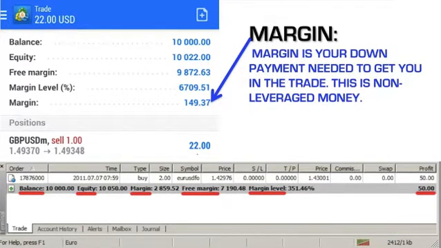Margin is your down payment needed to get you into the trade. This is non-leverage money. So I did talk to you guys about leverage. So go back to the video that talks about lots and leverage. But margin is basically, for instance, when you buy a house, you don't just get to go into a bank and say, hey, I want to buy this $250,000 house. Great, right? Just give me the money. They're going to say, well, we need 20% of that 250,000. They're going to take 20%. That's their margin. So if anything goes bad, they're keeping that as well.